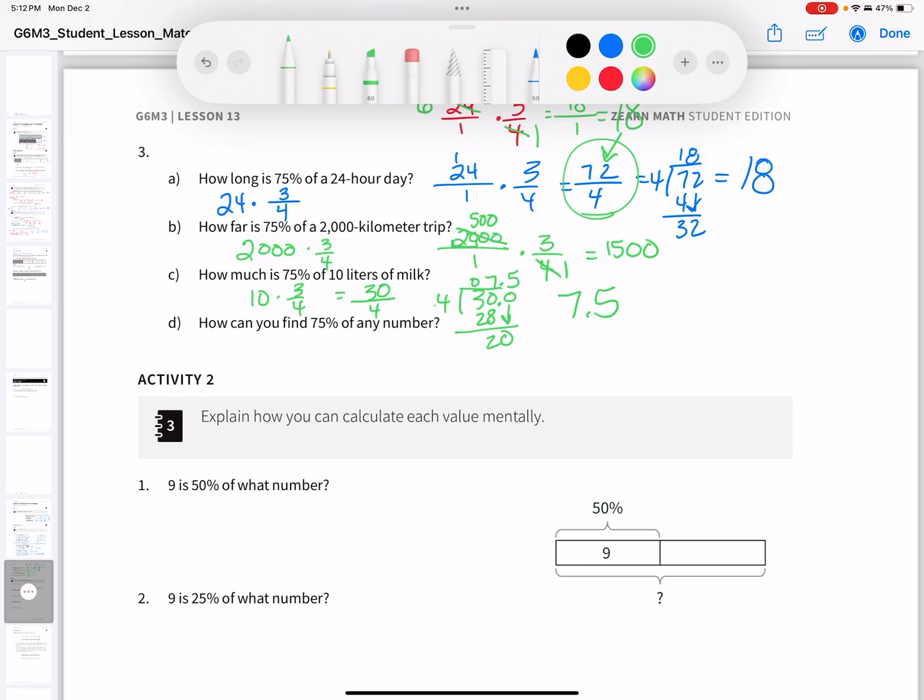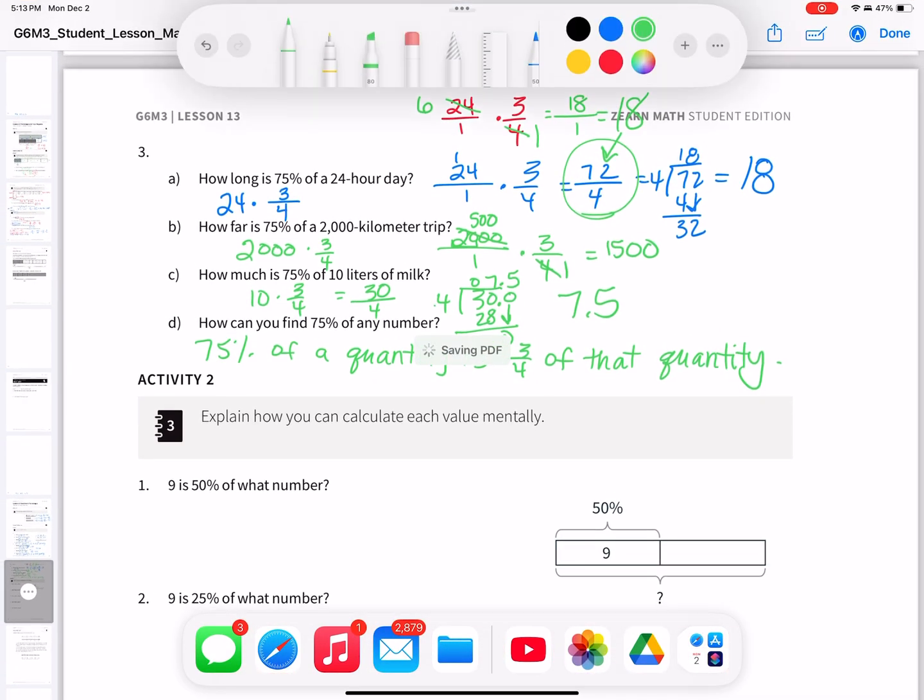How can you find 75% of any number? Well, 75% of a quantity is 3/4 of that quantity. All right, let's go on to activity 2.